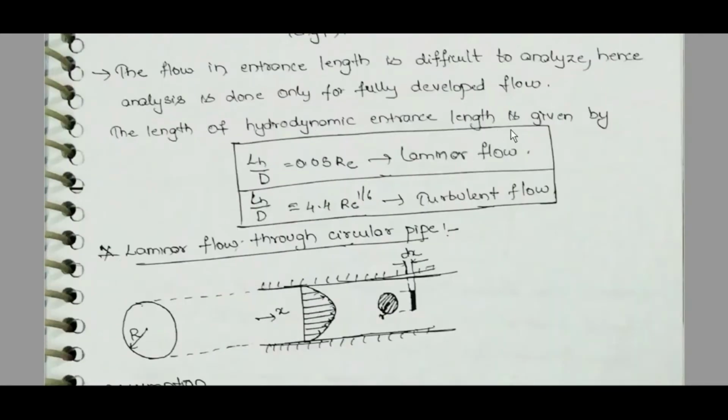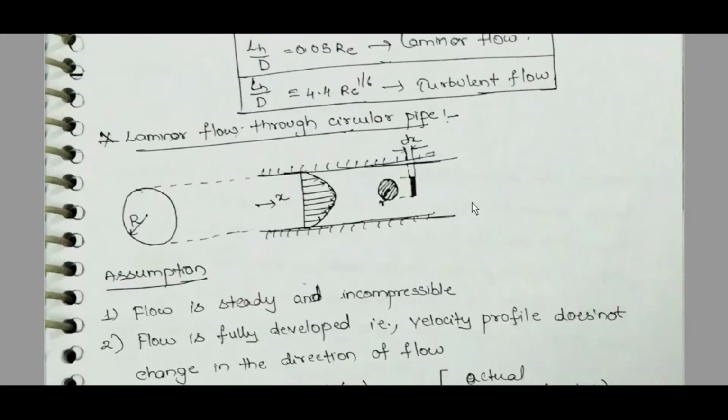The hydrodynamic entrance length is given by LH by D. LH by D = 0.05 Re for laminar flow. LH by D = 4.5 Re to the power 1 by 6 for turbulent flow.